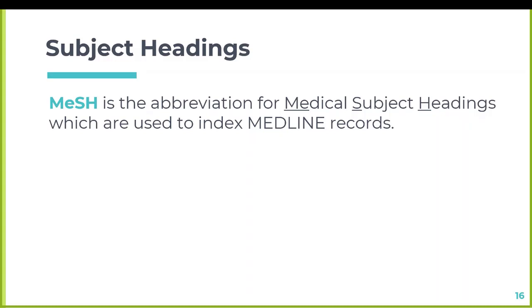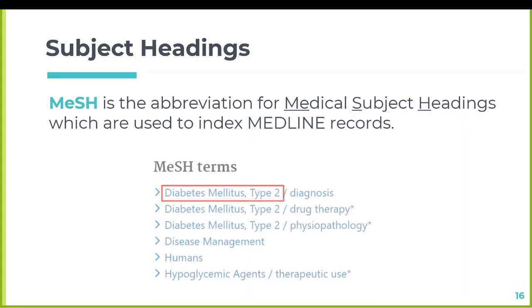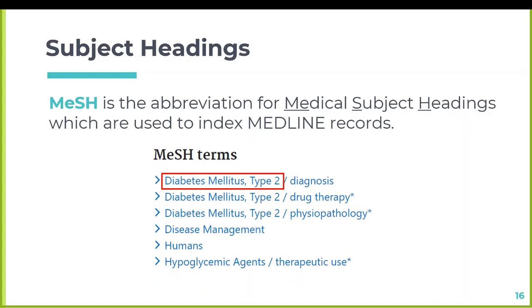And we did mention MeSH before, medical subject headings. An example that you might see for today, when we're discussing type 2 diabetes, it will show up as diabetes mellitus. And this was taken from PubMed.